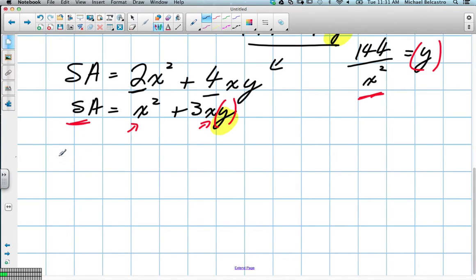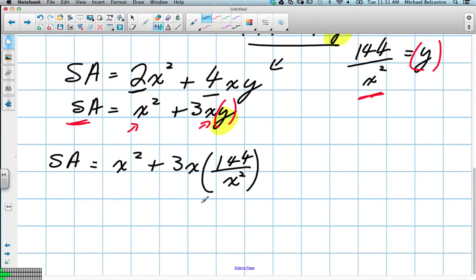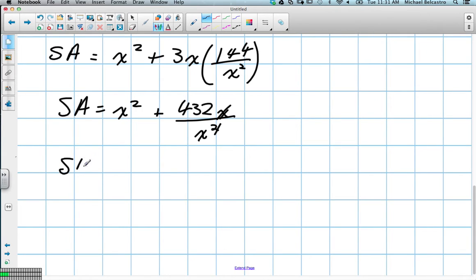So again, we'll be minimizing surface area. Surface area will be equal to x squared plus 3x times 144 over x squared. I can simplify this part of the equation. Surface area is equal to x squared plus, 3 times 144 is going to give us 432, over x squared. And then we can eliminate one of the x's. So we have surface area is equal to x squared plus 432 over x.